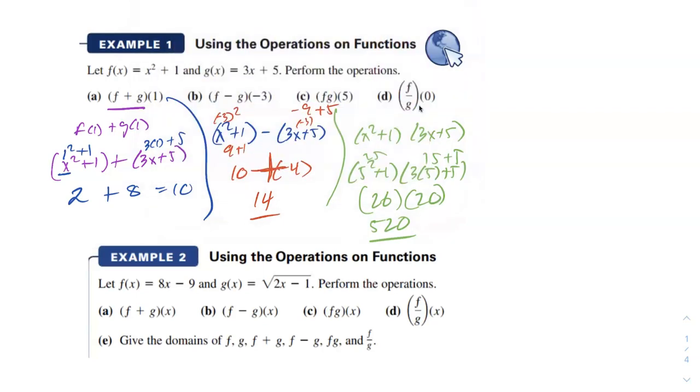Then f over g at 0. So again, same idea. We're going to do f, which is x squared plus 1, over g, 3x plus 5, and now they want to substitute in 0 for the x's. So that's going to be 0 squared, that's going to be 3 times 0, and we get 1 over 5. So that's operations when there's a number inside of there.